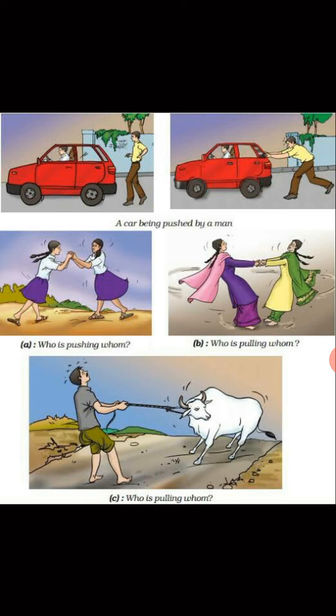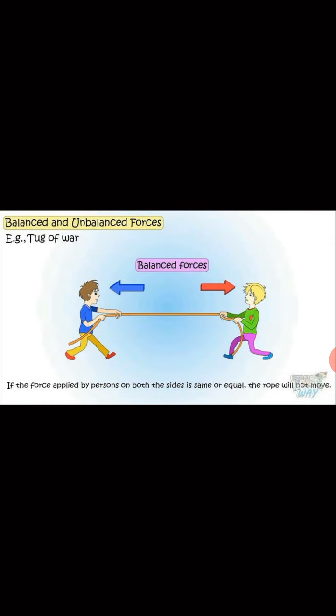Similarly, in the last one, the person is trying to move the animal towards himself, while the animal is again not allowing the man to pull him. So here again, we don't know where the effect of force will be. So we come to the point that there are balanced force and unbalanced force in different motions of an object.